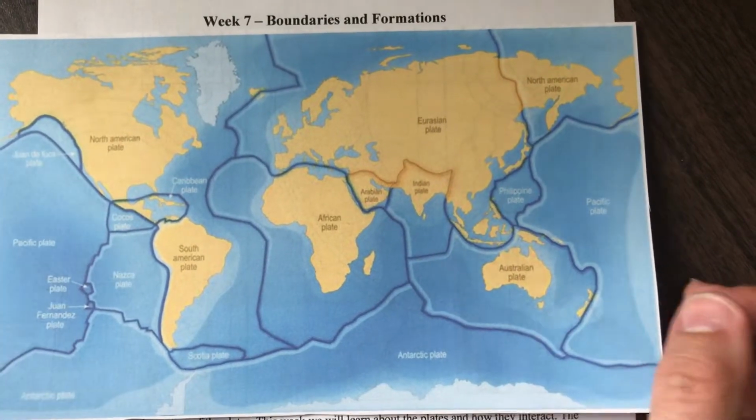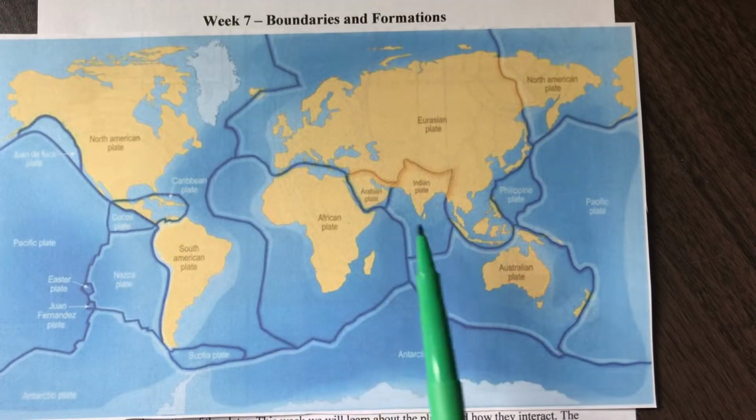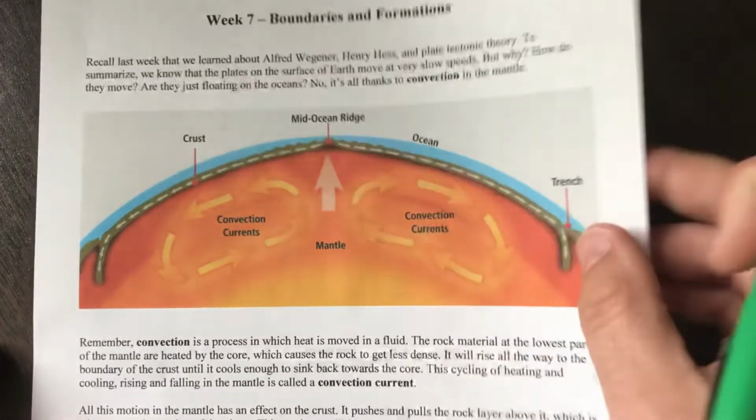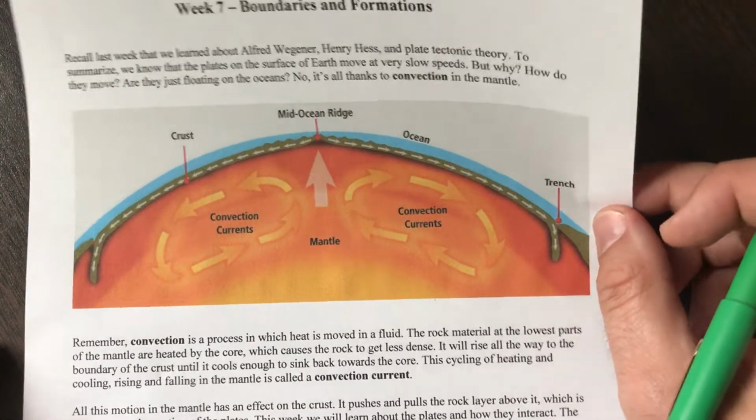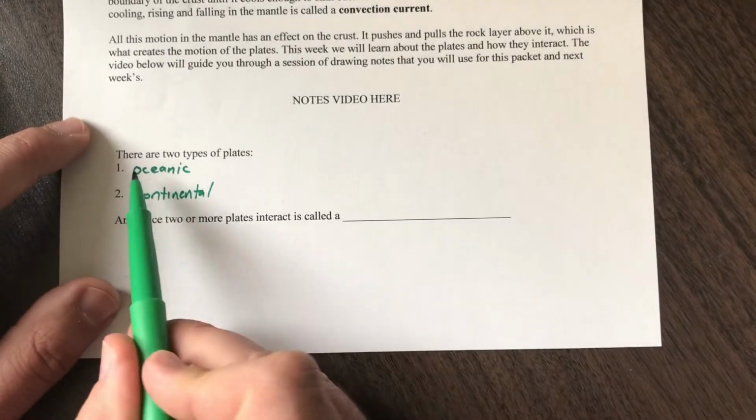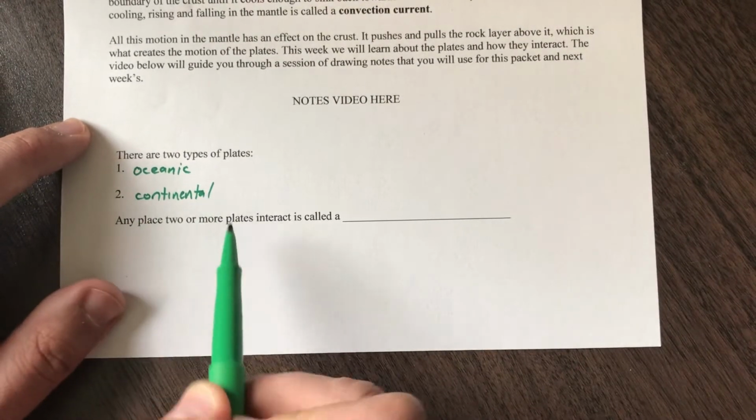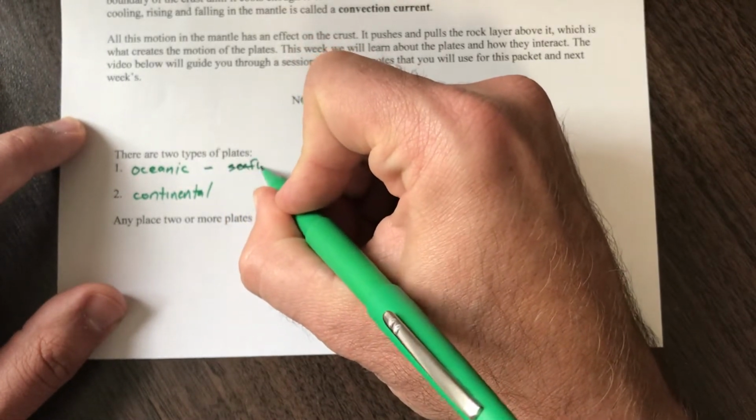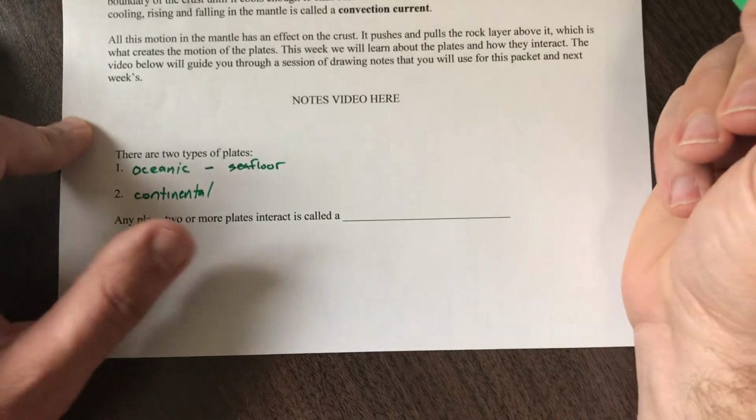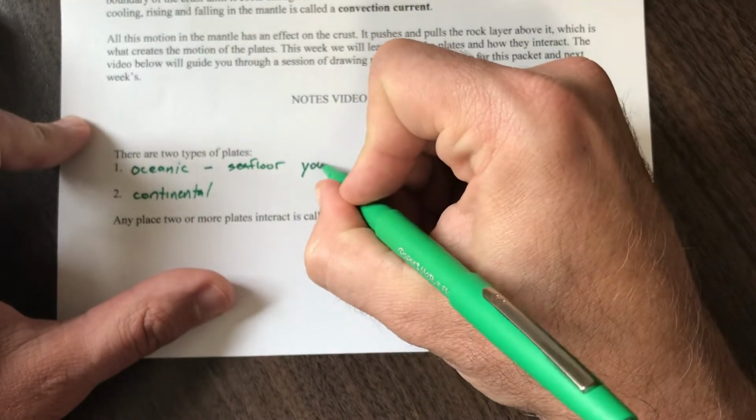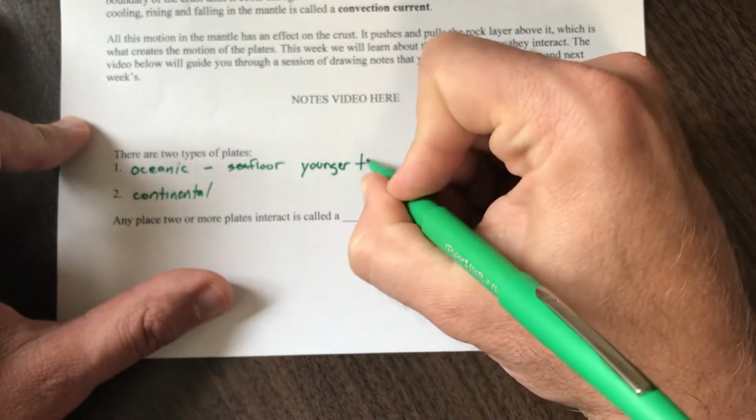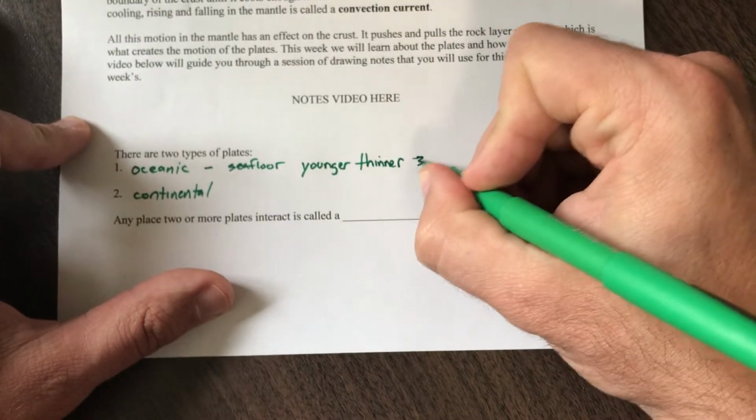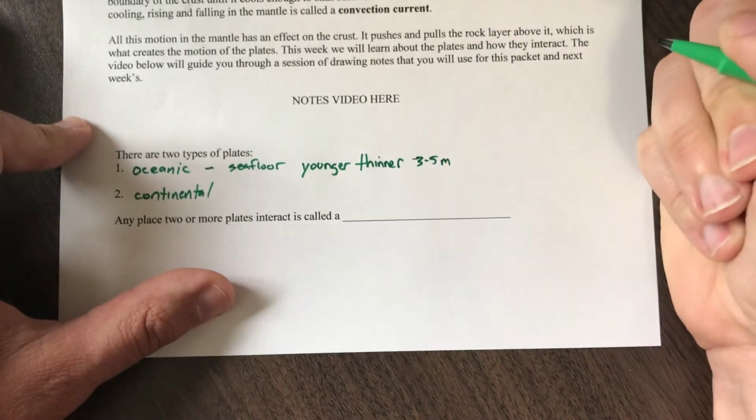So what we're going to do is we're going to talk about, okay, all these plates are interacting and touching each other. What's the deal with that? So in your notes, if you just sort of drop down to the bottom, we're going to talk about two types of plates, oceanic and continental. Your oceanic, as you guessed, is going to be something that we find on the sea floor. And it's going to be younger and thinner. Somewhere in the range of 3 to 5 miles thick.